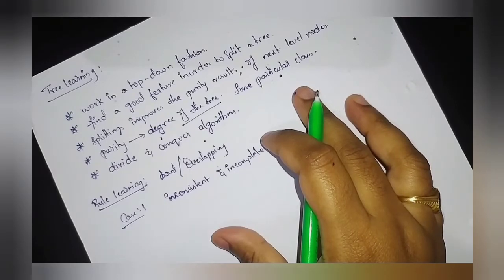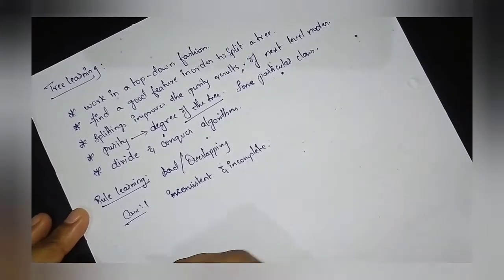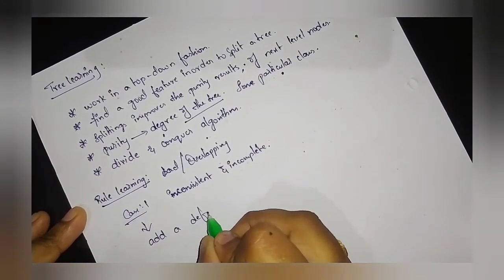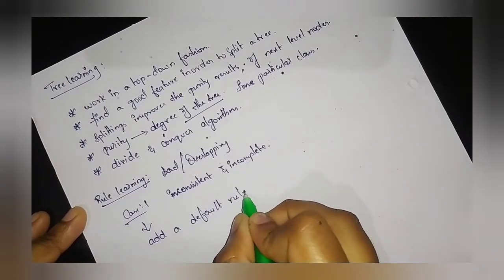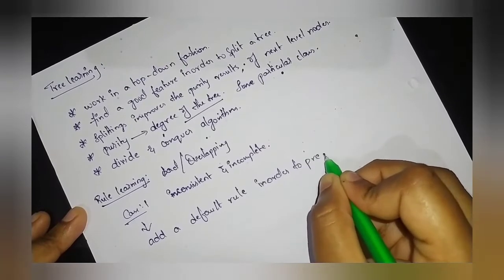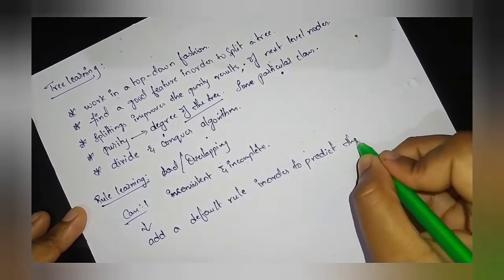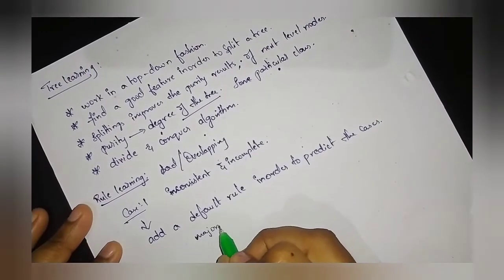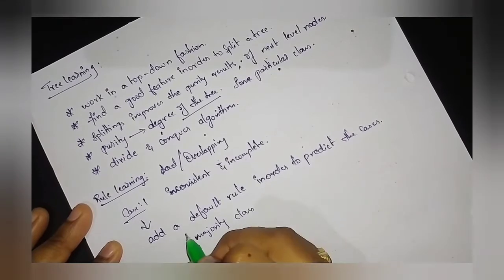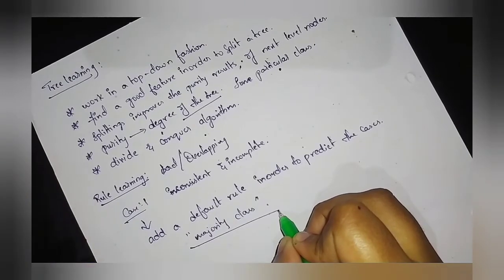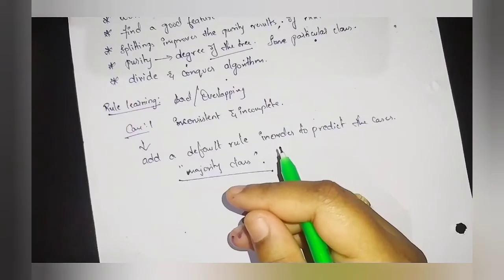In such cases of incompleteness, we add a default rule in order to predict the cases. That means we predict according to the majority class. As I already said, logical models finally result in only the majority class. That is how this results in tree learning and rule learning. Almost we have done with our logical models.